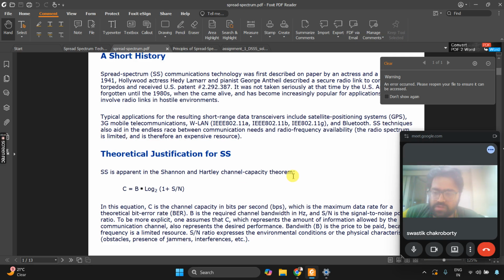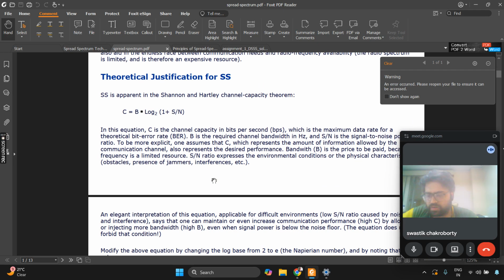The justification for spread spectrum is apparent in the Shannon and Hartley channel capacity theorem. In this theorem, C is the channel capacity. So C is equal to B, the bandwidth, times log of 1 plus signal by noise. This is Shannon's capacity formula. Now there is a justification of spread spectrum communication in this.